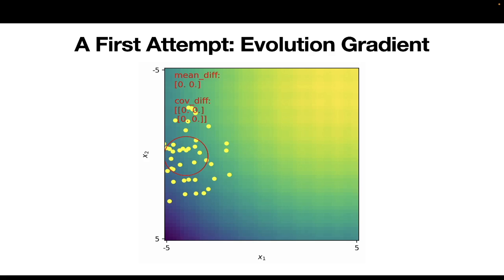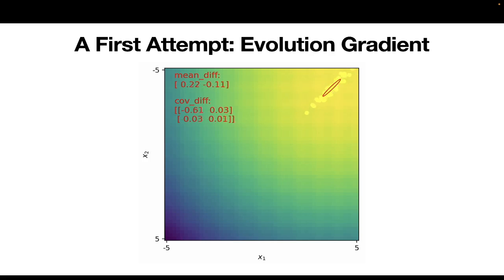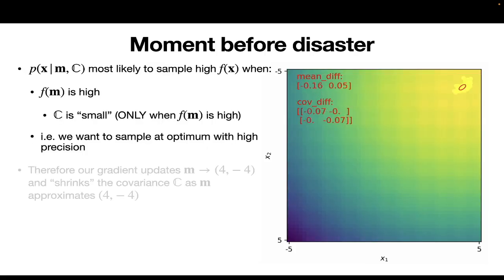We can see that although this algorithm seems to be capable of adapting the distribution to the optimum, it tends to blow up right before it converges. Actually, the reason that this algorithm blows up is one of the key motivations behind natural gradient. So let's look a bit closer into this.